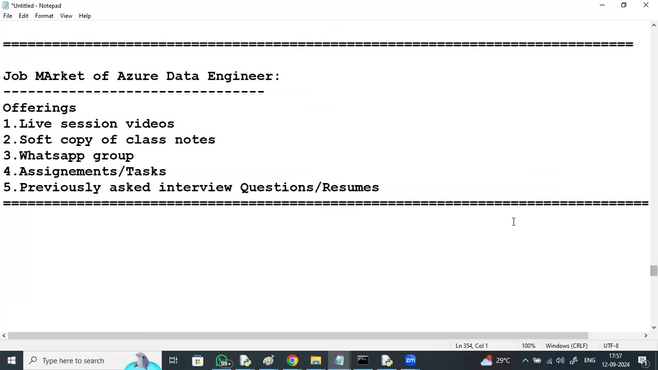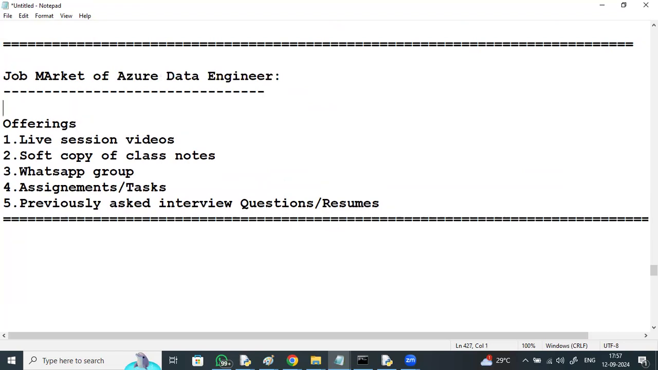There is a job market for Azure Data Engineer with great demand. You can just check on Google. There are a lot of jobs for ADF developers, especially ADF and Databricks developers, and PySpark has great demand too.